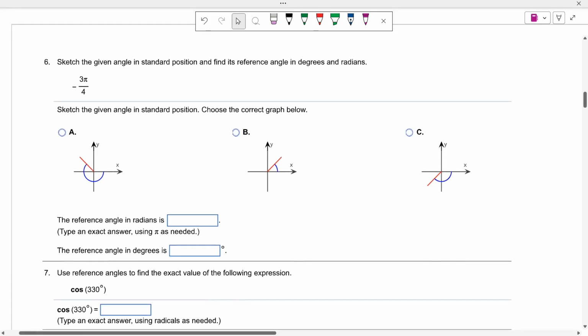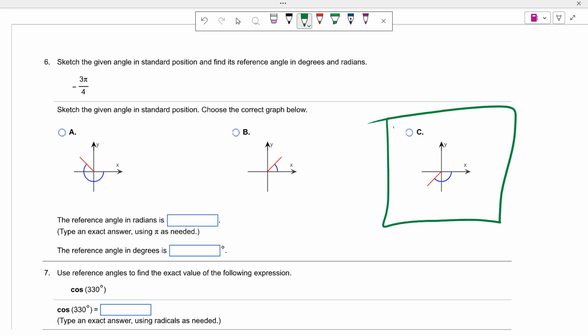Negative 3 pi over 4. And again, is that angle on there? It is on here. Which angle is it? Negative 3 pi over 4. C. Okay. How far is it away from the x-axis?